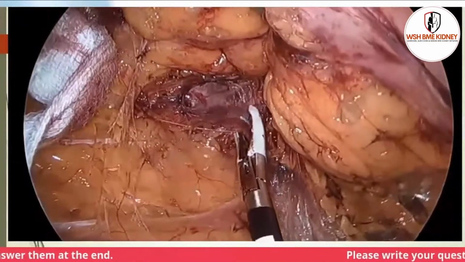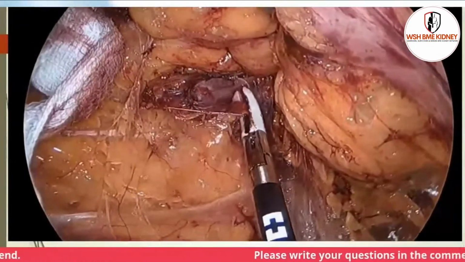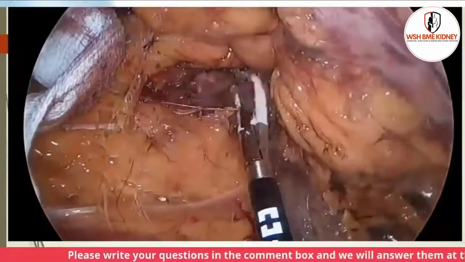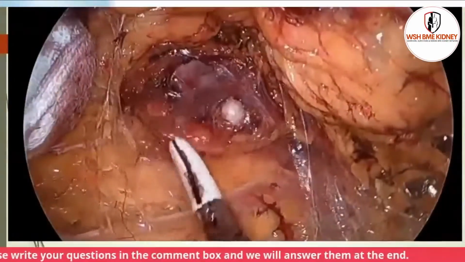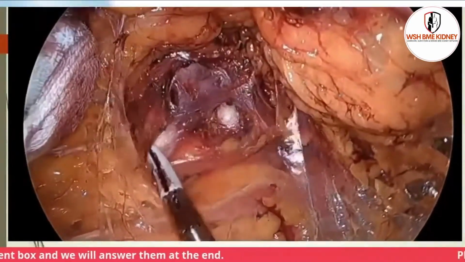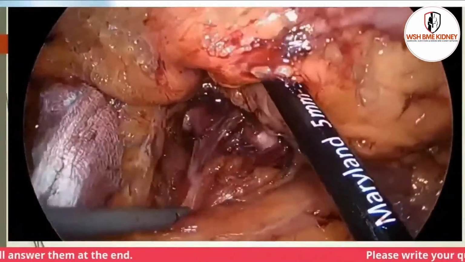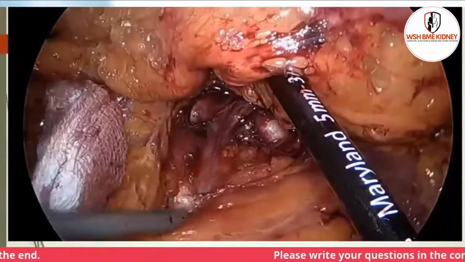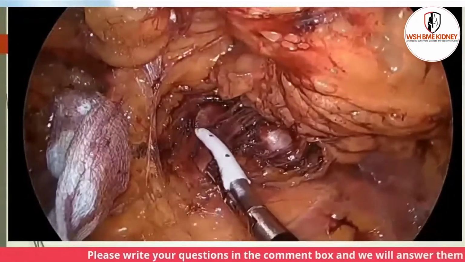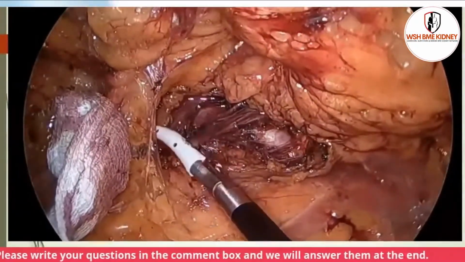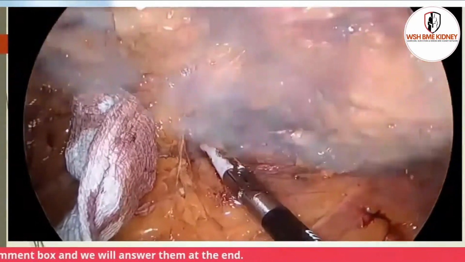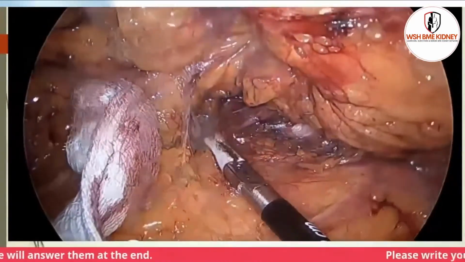And that instrument is now trying to separate the tissues around the artery. That's the artery you're looking at. The blue one is the vein. So it's going to cut that small vein, which is the lumbar vein, so that the kidney can come out later. If you don't divide these veins, you cannot remove the kidney. It would be impossible to remove the kidney.